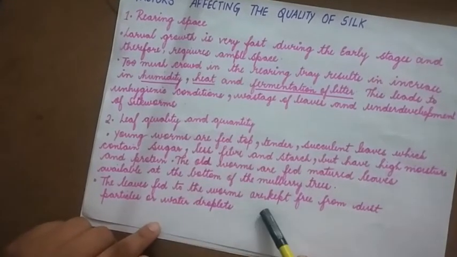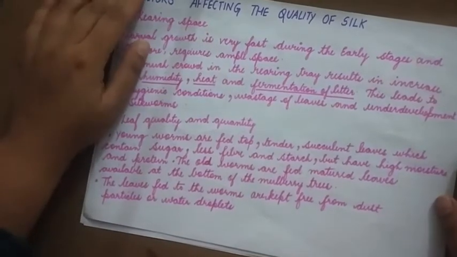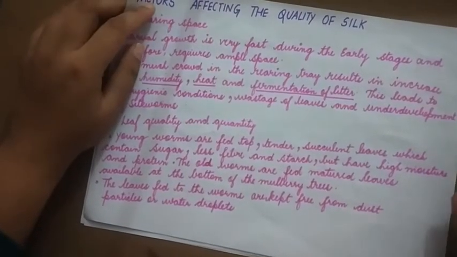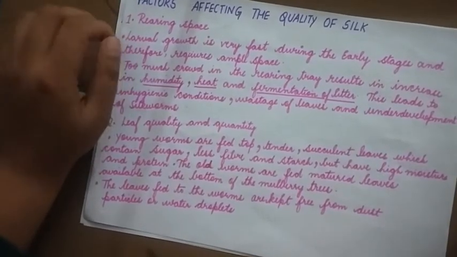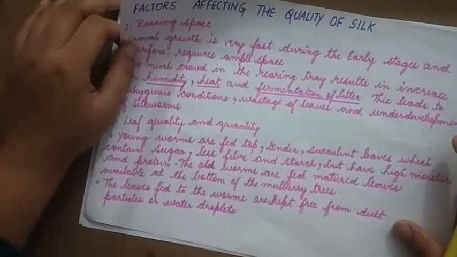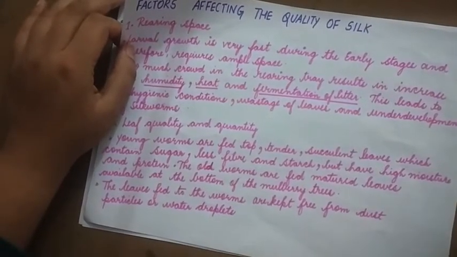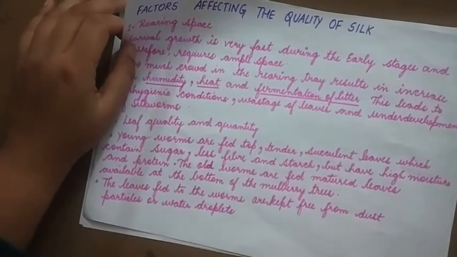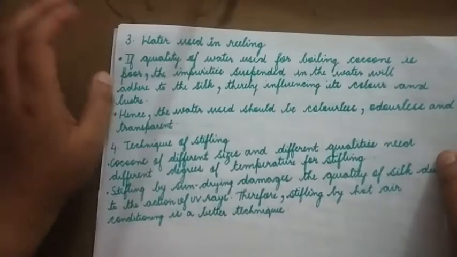The leaves fed to the worms are kept free from dust particles or water droplets. So the leaves that are usually given to the worms should be free of dust as well as water droplets. If water droplets are there, then it can easily attract dust particles. The dust particles can stick to it.